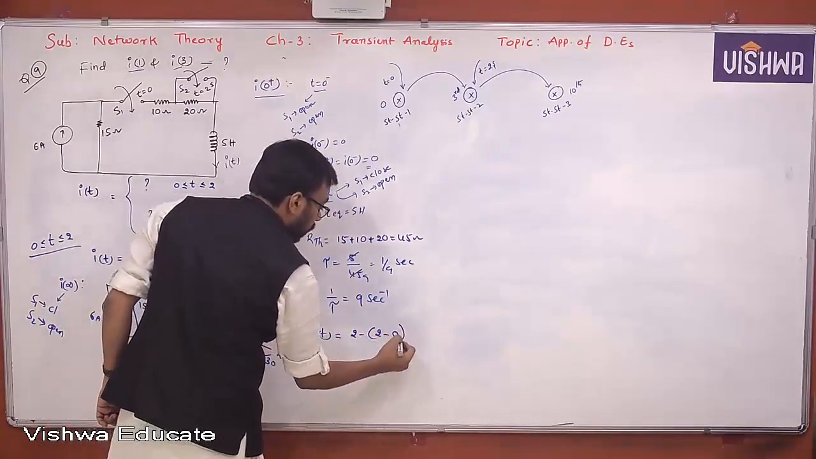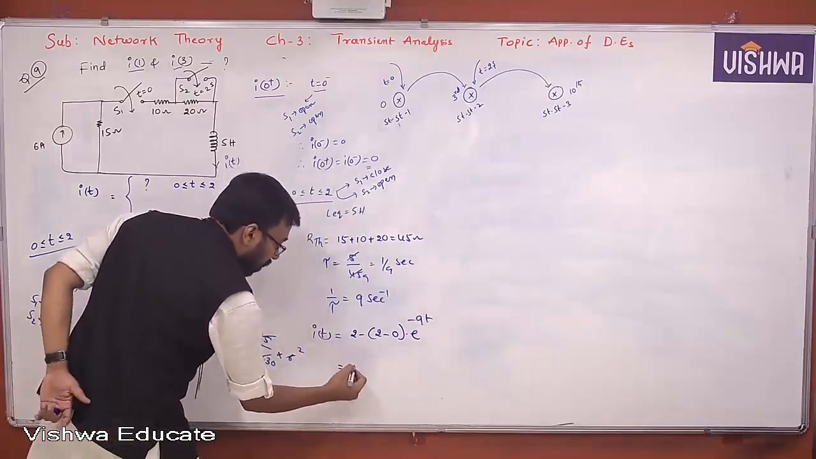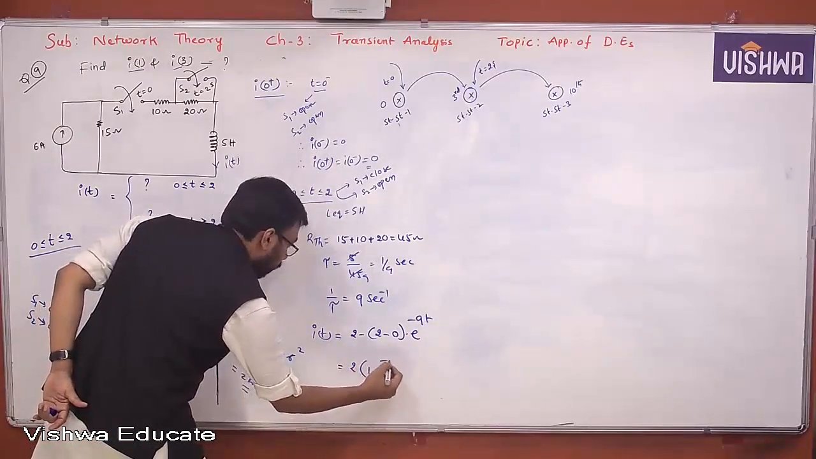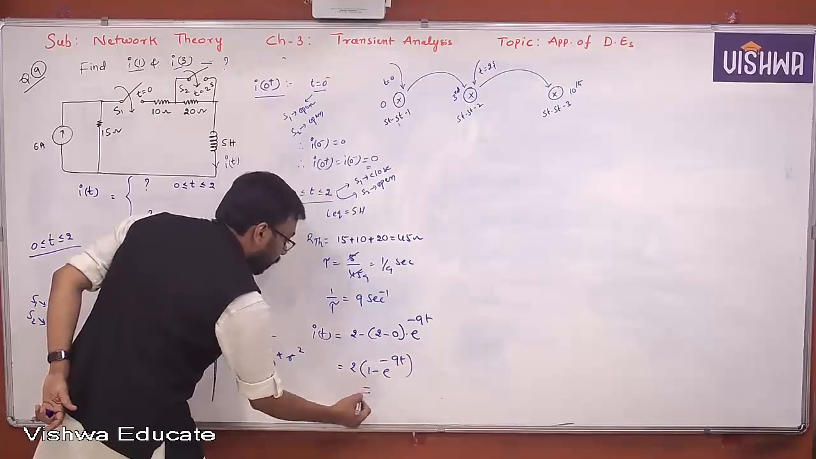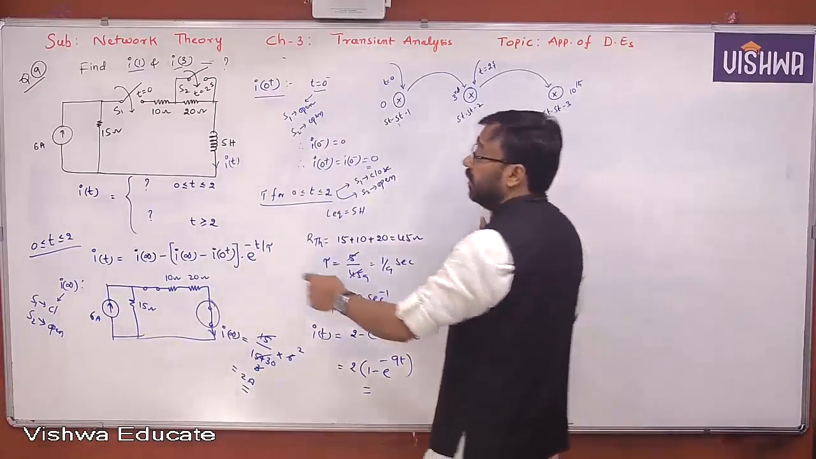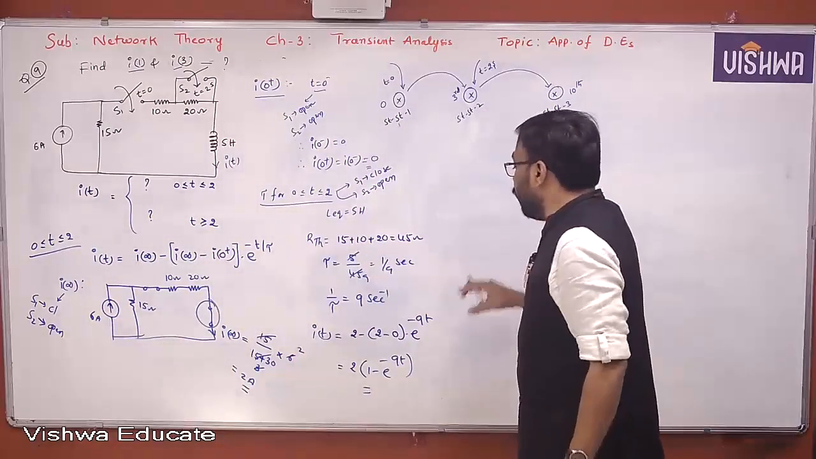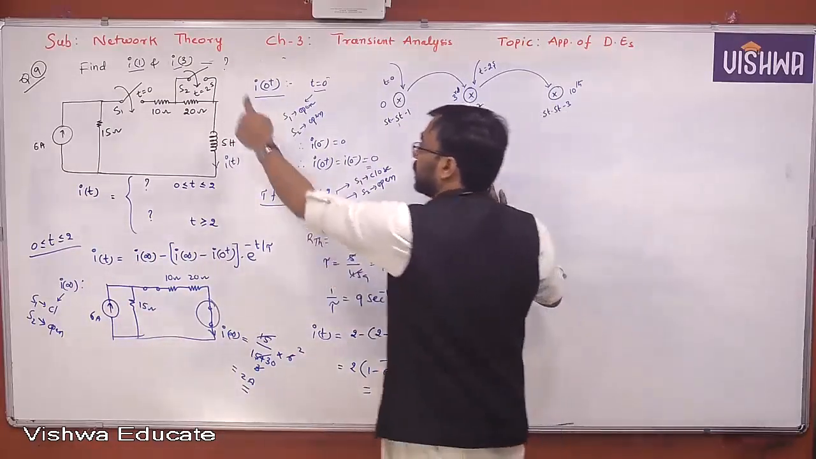0 into e power minus 9t. So if you take 2 common, 2 of 1 minus e power minus 9t. I hope you understand the point. This is the time response for t between 0 and 2.